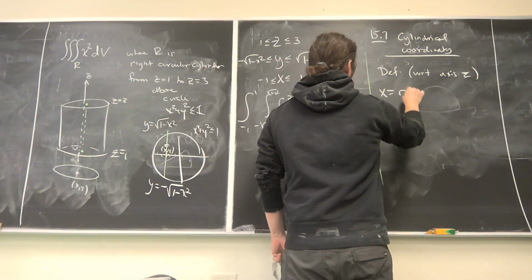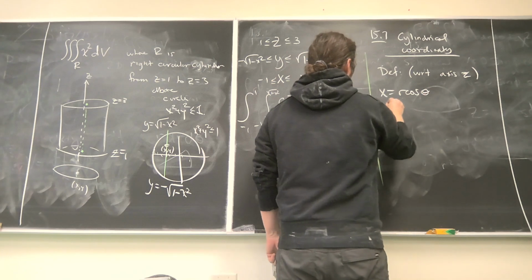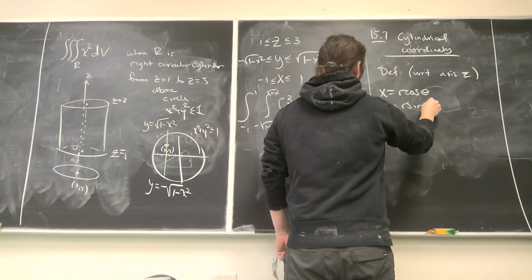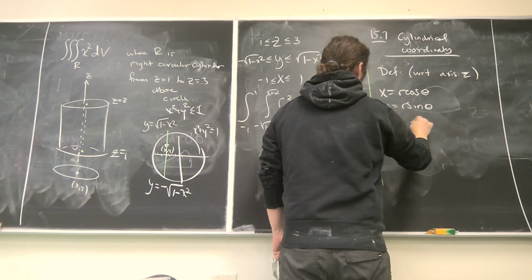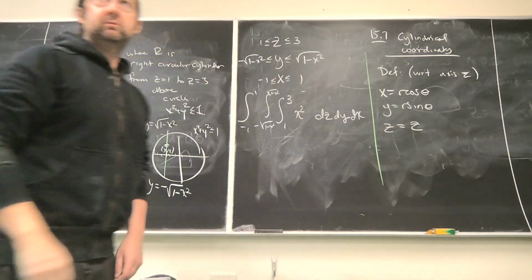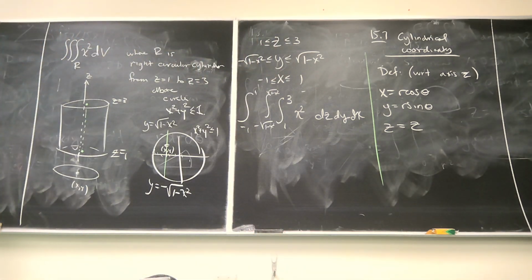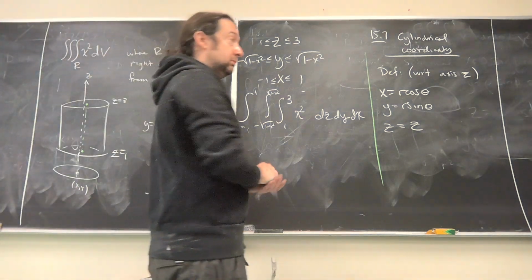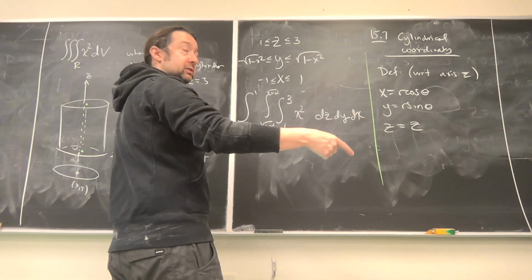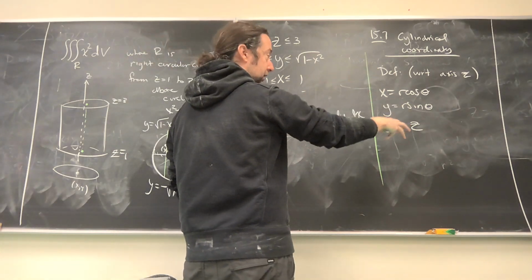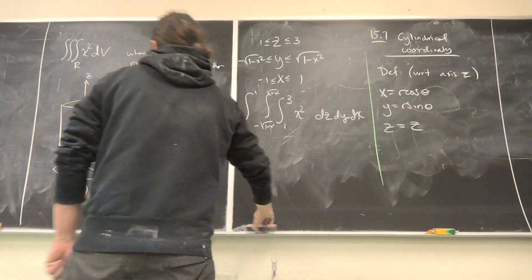x is equal to r cosine theta, y is equal to r sine theta, and z is equal to z. So that is the cylindrical coordinate transformation. This is the defining set of relations that tell you, given r, theta, and z, how to get the x, y, and z back out of it.